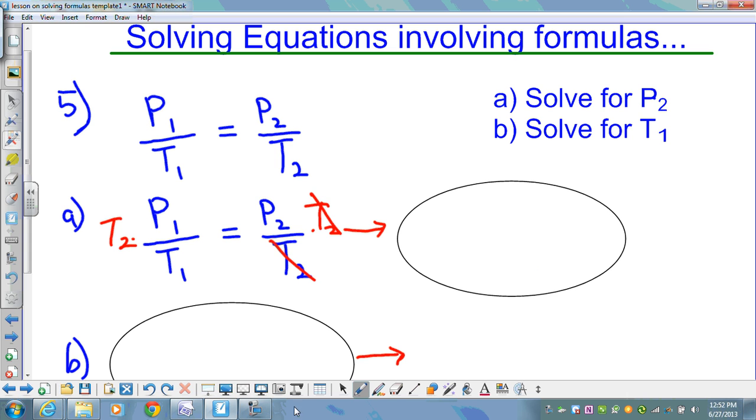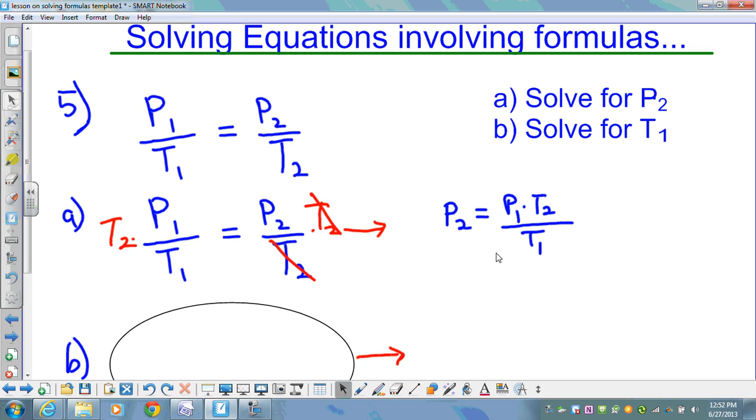P sub 2 equals, and here's written out a little bit neater, P sub 2 equals T sub 2 times P sub 1. Of course, you can write those in any order because they're being multiplied, because of the commutative property of multiplication. So P sub 1 times T sub 2 divided by T sub 1, which is really what we had over here. That just looked a little bit different. But you can assume there's a 1 under this, and multiply the tops, multiply the bottoms, and that will give you this final answer. Okay, what about the second part, part B?